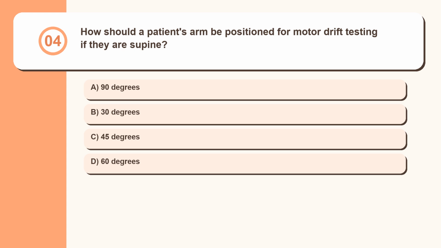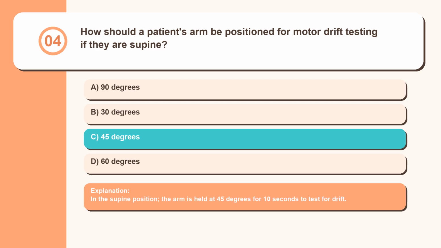Question 4. How should a patient's arm be positioned for motor drift testing if they are supine? 90 degrees, 30 degrees, 45 degrees, 60 degrees. In the supine position, the arm is held at 45 degrees for 10 seconds to test for drift.